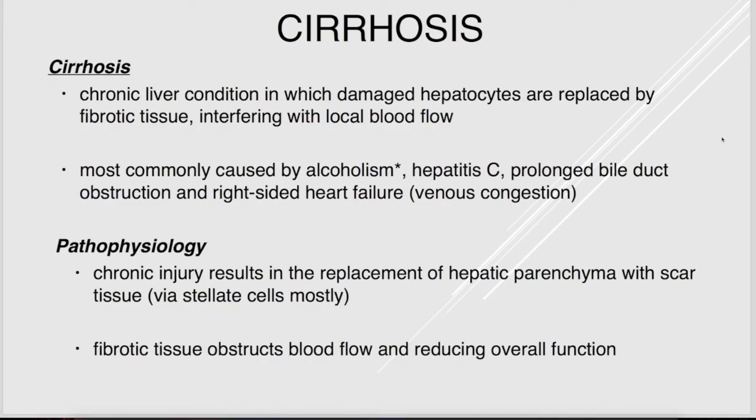Okay, so then we talked about cirrhosis. This is a chronic liver disease, and basically what happens here is you replace the functional tissue of the liver, the parenchyma, the hepatocytes, with scar tissue, and that really interferes with blood flow. Most common causes are chronic alcoholism and hepatitis C, but also things like heart failure, specifically right-sided heart failure because of the congestion in the venous system, but also obstruction of the bile duct.